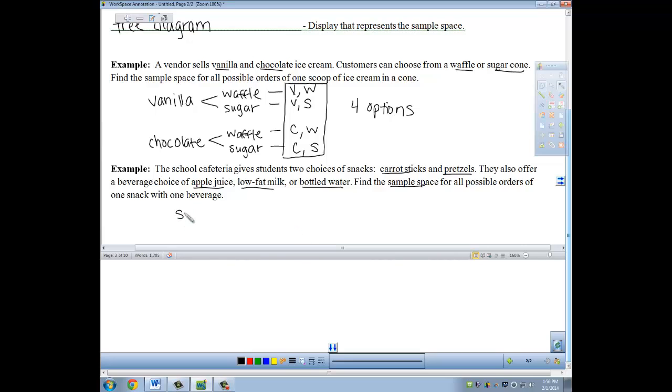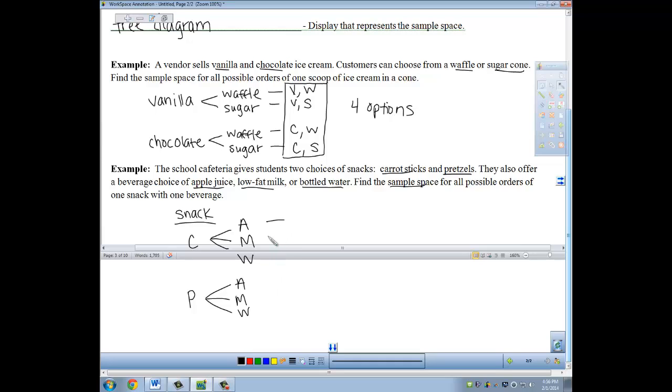So let's first look at our snack options. I'm going to abbreviate. We could get carrot sticks, so that's C for carrot sticks, or we could get pretzels, so P for pretzels. Okay. If we got carrot sticks, we had 3 choices for our beverage. We could get apple juice, we could get milk, or we could get water. Same thing with pretzels. We could get apple juice, we could get milk, we could get water.